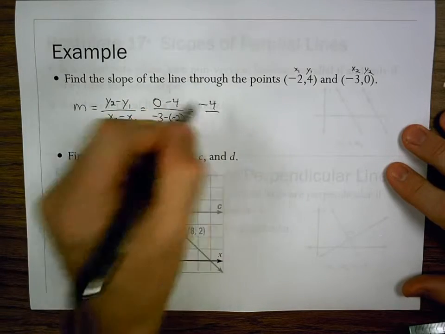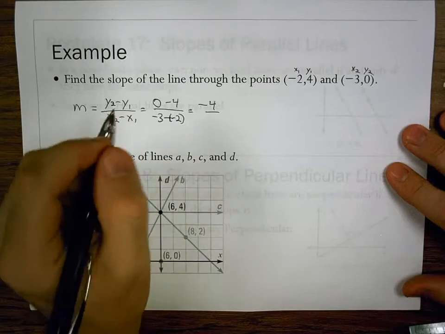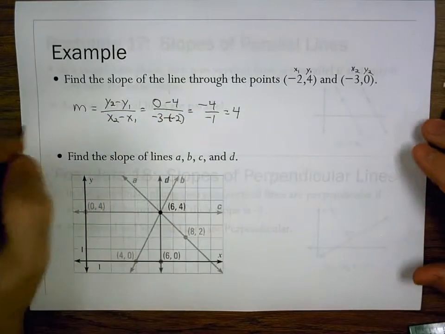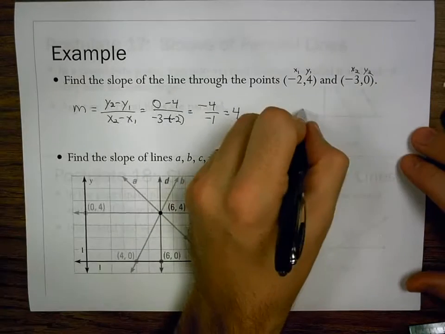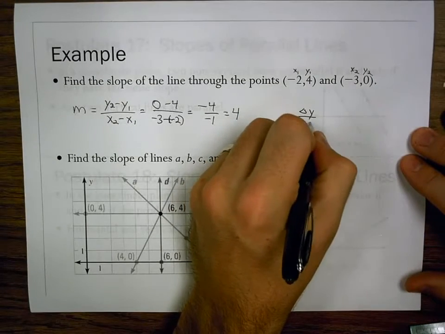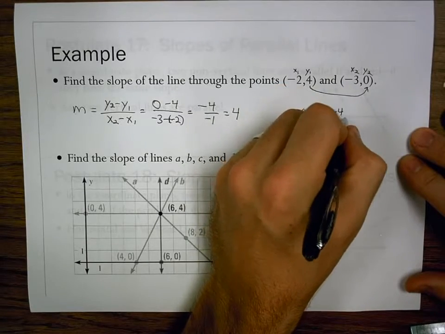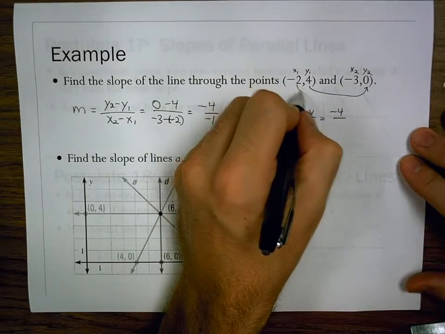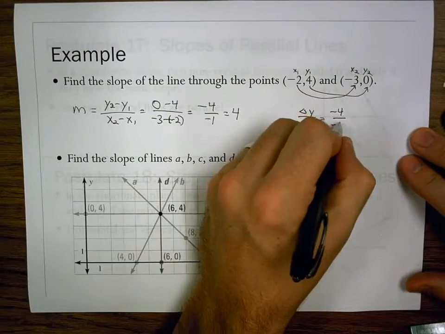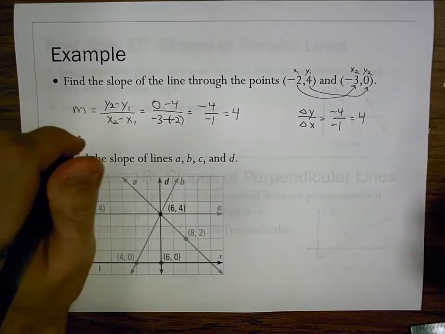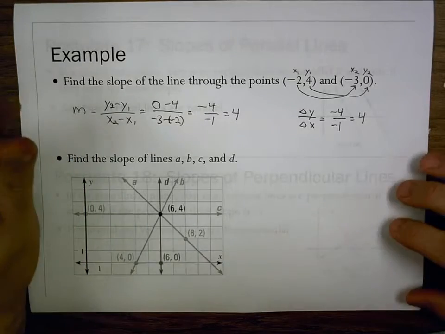So I get negative 4 over, make that a positive, negative 1, which comes out to be a slope of 4. If we look over here at change in y, change in x, I went from 4 to 0, it's negative 4. I went from negative 2 to negative 3, that's negative 1, and it still comes out to be a positive 4. So either way, it works.